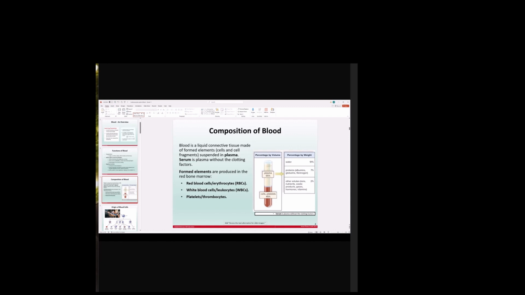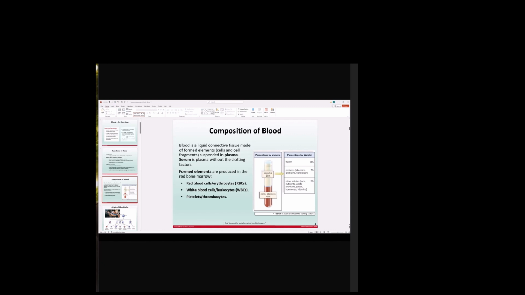So these are the cells and the platelets that are produced, as we're going to see, by the red bone marrow. So we have red blood cells, which are also called erythrocytes or RBCs. And then white blood cells, which are also called WBCs, also referred to as leukocytes. And then platelets, which are also referred to as thrombocytes. Here, this is like all the cytes, referring to cells.